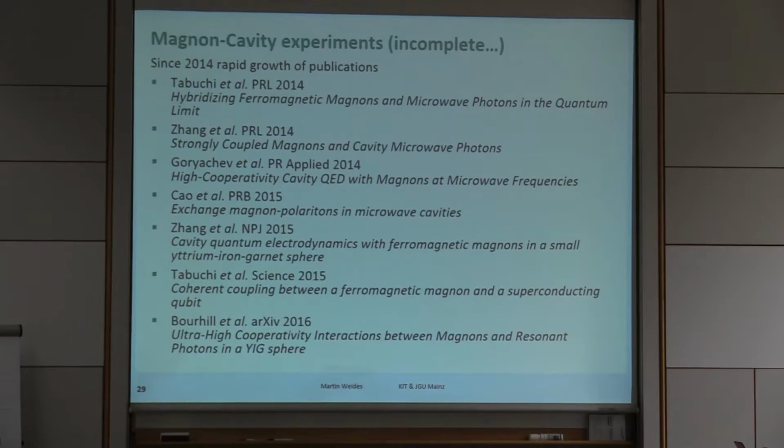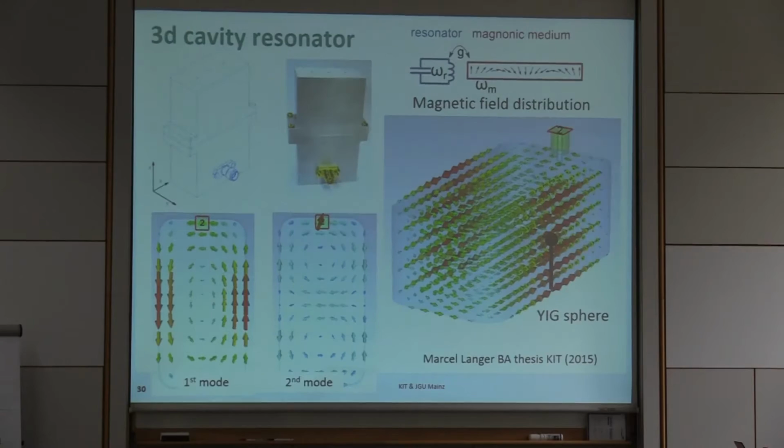This is another work where they observed coupling at room temperature and millikelvin of various modes, the Kittel mode and some higher order modes. The work we also learned about today by Nakamura on coupling between a superconducting qubit and a ferromagnet, and even some ultra-high cooperativity experiments. And that's an incomplete list, so there's lots more actually happening in the last 2 years.